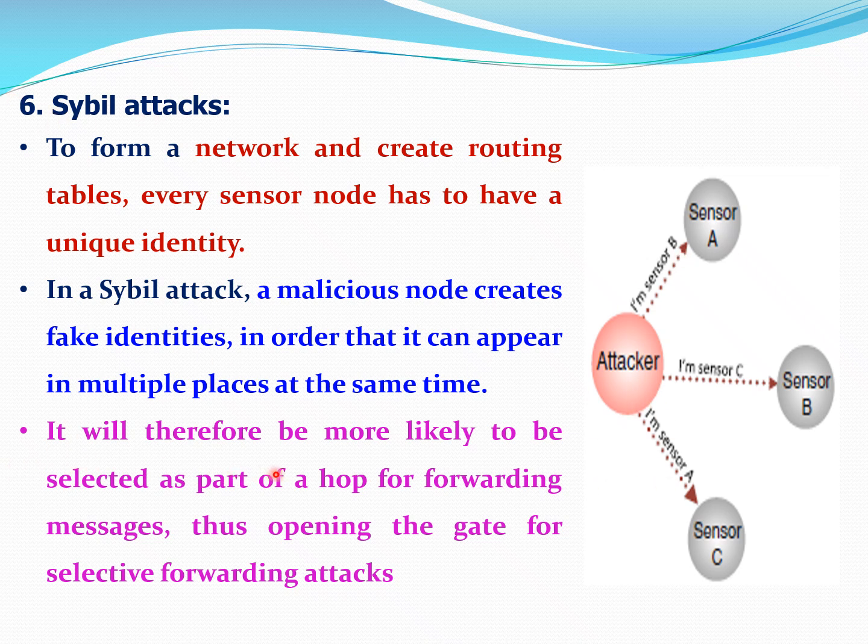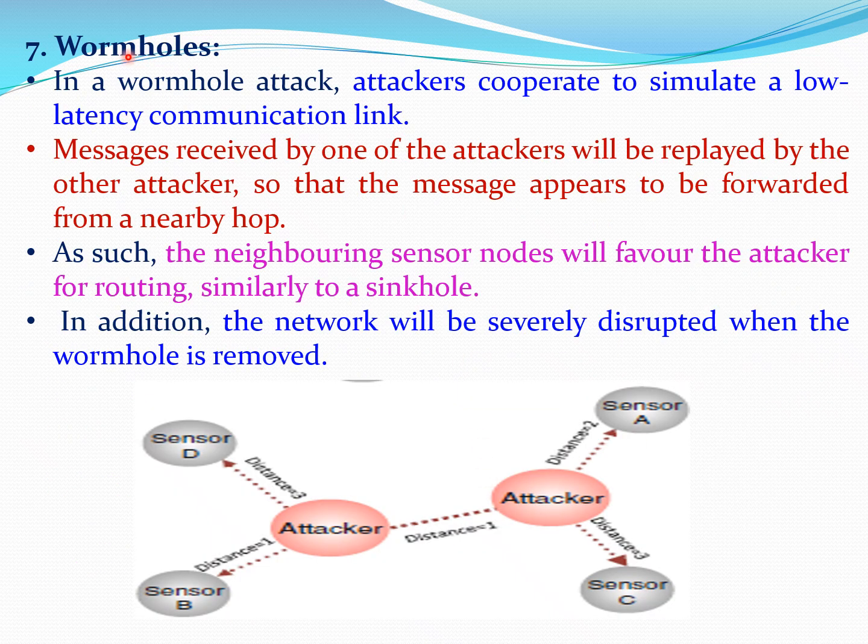It will therefore be more likely to be selected as a hop for forwarding messages, thus opening the gate for selective forwarding attacks. In the case of selective forwarding attacks, only part of the messages will be forwarded to the destination. Next is the wormhole attack.